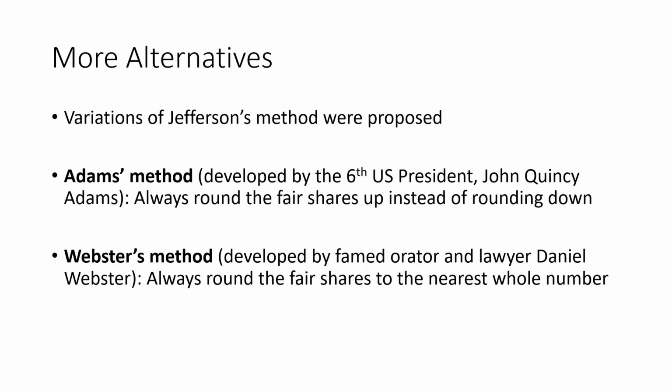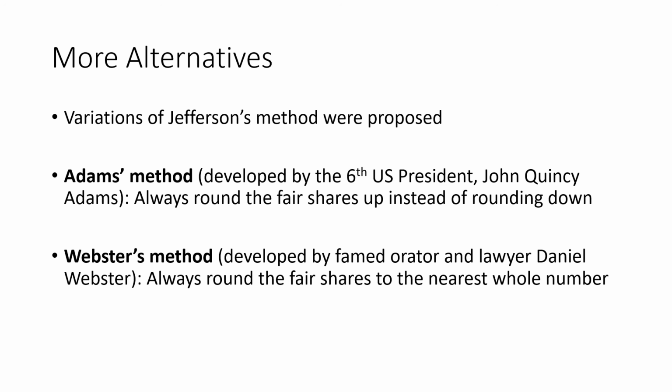So there are other alternatives, other variations of Jefferson's method. Adams's method, developed by our 6th US president, says that we round all the fair shares up instead of rounding down. So rather than starting out looking at the lower quotas and then tinkering with the divisor to try to make them all add up correctly, instead Adams says round them all up and then tinker with the divisor. In that case, we'll have to make the divisor larger to make all of those fair shares smaller so that when we add them all up, we don't get any extra seats that we don't have.